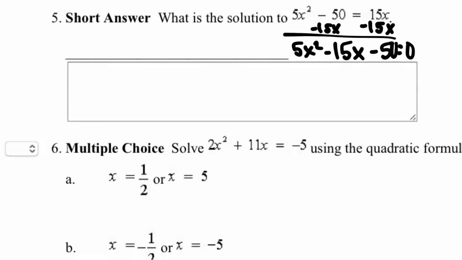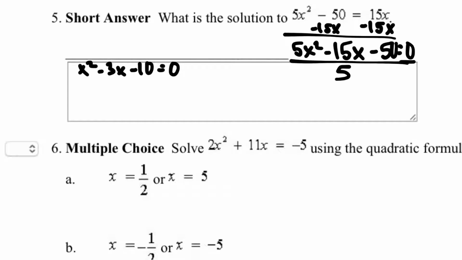And then when I have that, I can actually make a decision. First, I see that they all have 5 in common, right? So I can actually divide everything by 5 to make my equation even simpler, okay? When I do that, this is what I have. X squared minus 3x minus 10 equals 0. Do I need that 5? I don't need it because I'm dividing by 5 on the left side.